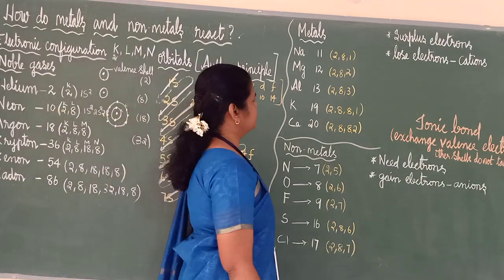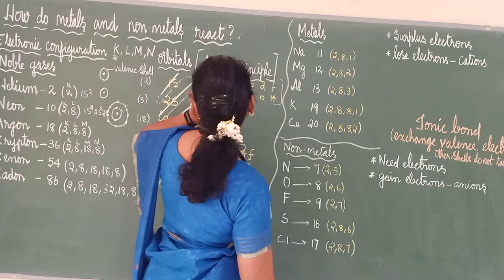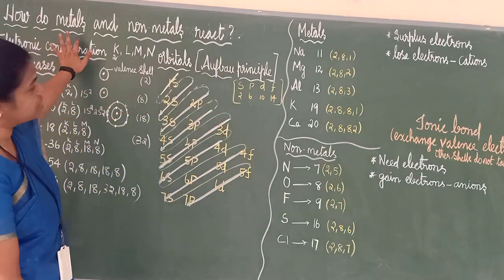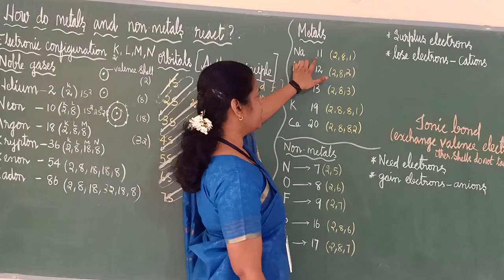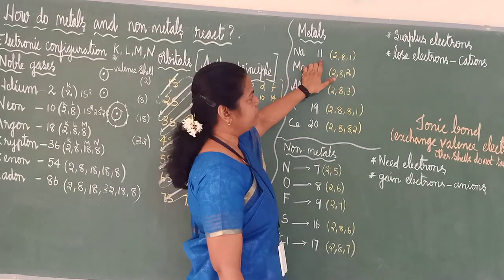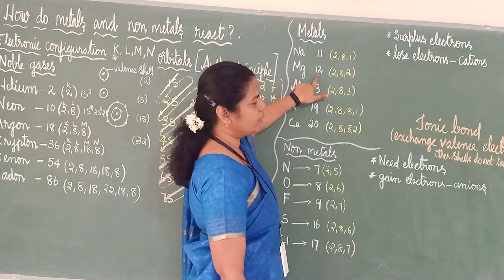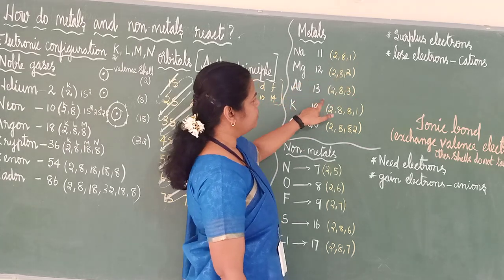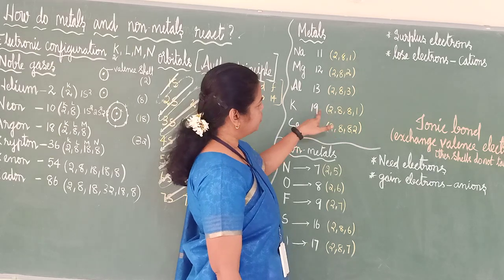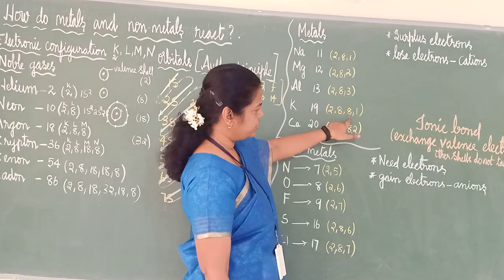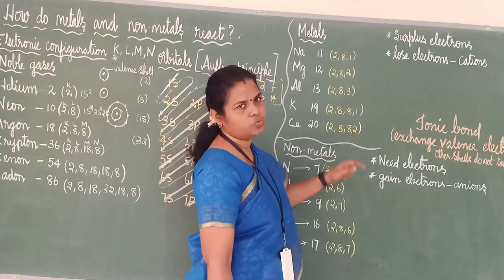Now in metals. Okay, in metals how is it happening? Our aim is to study what happens when metals and non-metals react. In metals, you see sodium, the atomic number is 11. How will you split it? 2, 8, 1. Magnesium 12, 2, 8, 2. Aluminium 2, 8, 3. Then potassium 2, 8, 8, 1. Calcium 20, so 2, 8, 8, 2.